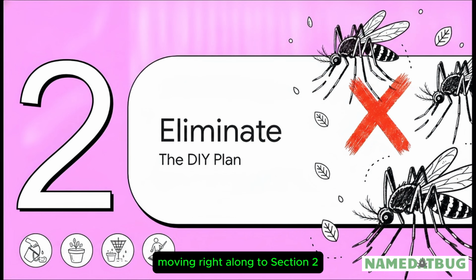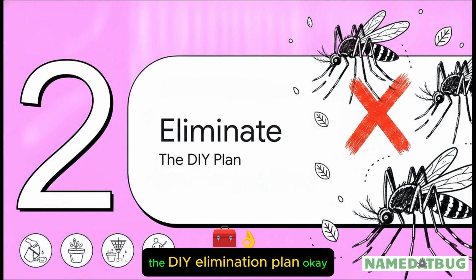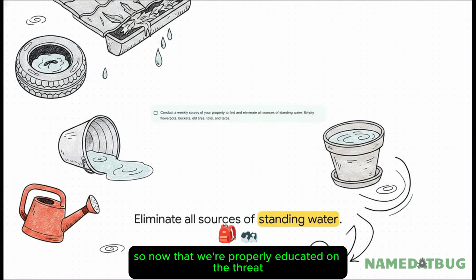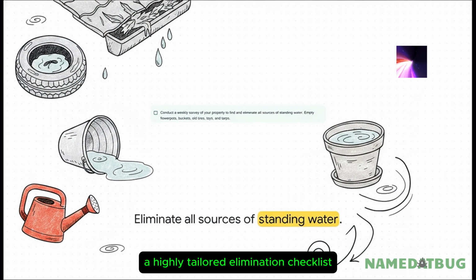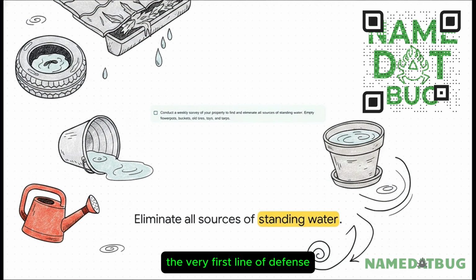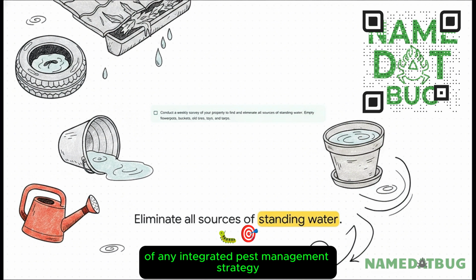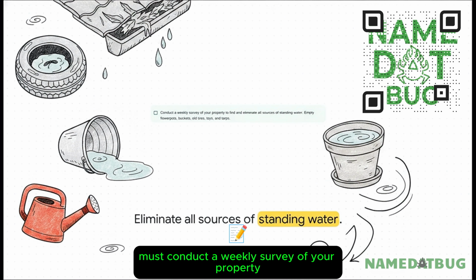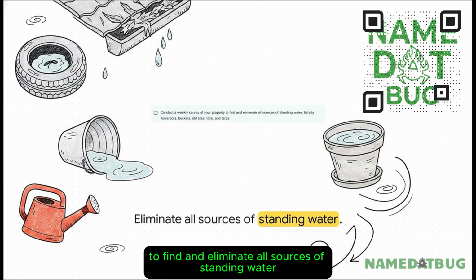Moving right along to Section 2, the DIY elimination plan. Okay, so now that we're properly educated on the threat, the app generates a highly tailored elimination checklist. The very first line of defense, and honestly the foundation of any integrated pest management strategy, is cultural control. You absolutely must conduct a weekly survey of your property to find and eliminate all sources of standing water.